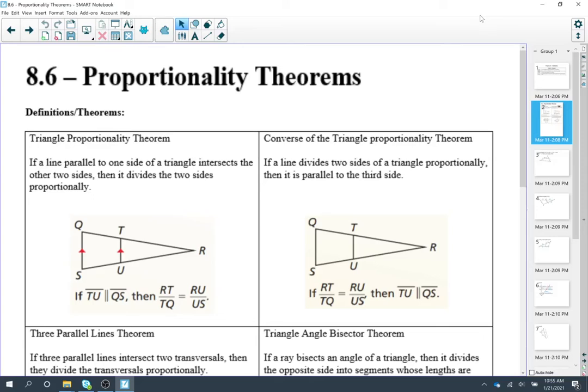8.6 Proportionality Theorems. The triangle proportionality theorem says if a line parallel to one side of a triangle intersects the other two sides, then it divides the two sides proportionally. So what that means, if you take a look at your picture, is that we have our triangle here, and then we've got parallel lines.